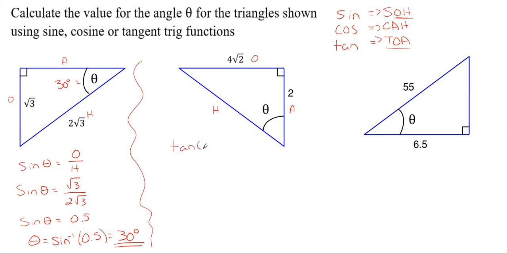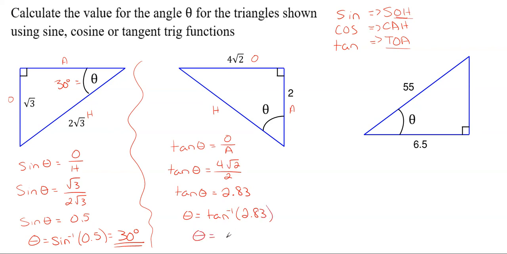So let's write this out. The tangent of my angle theta is equal to the opposite over the adjacent. So let's fill this in. Tangent of theta is equal to 4 square roots of 2 over 2. So 4 square roots of 2 divided by 2 gives me approximately 2.83. So then my angle theta will just be the tangent inverse of that value of 2.83. So theta will pop out to be 70.5 degrees. So there's my angle for the second one, which is 70.5 degrees right here.